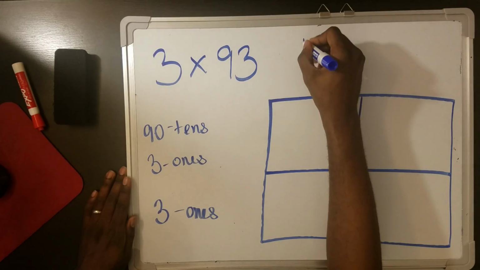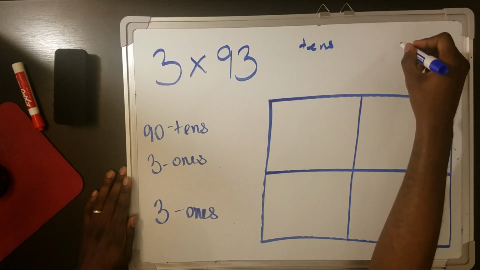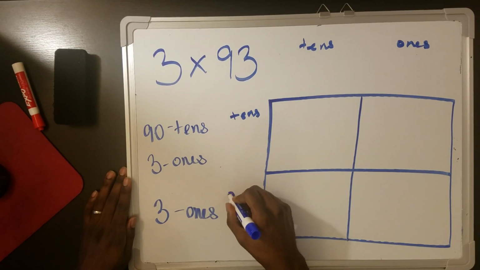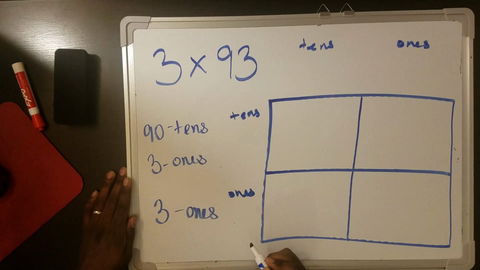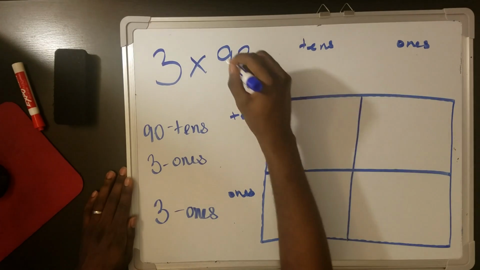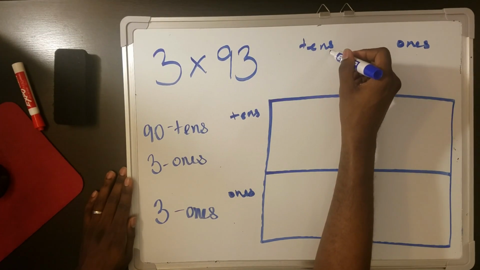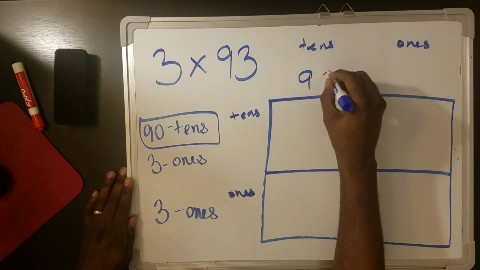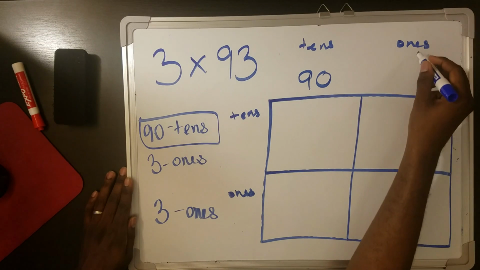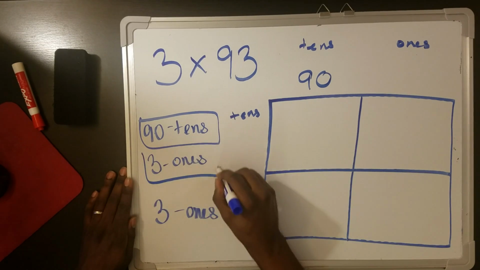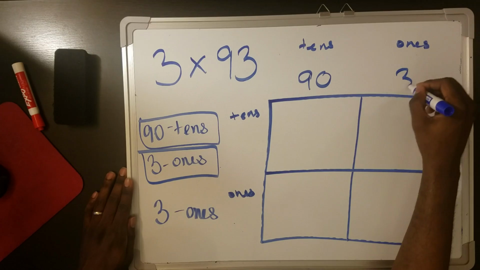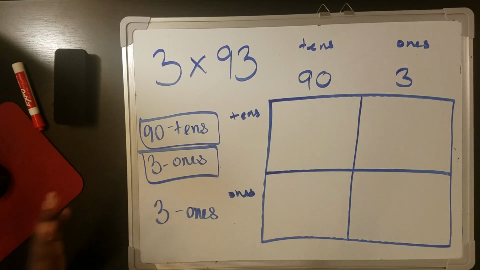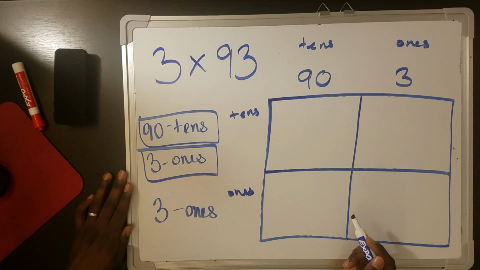And remember, this is the tens. This is the ones box. So let's start up here. This 93, does it have a tens? Yes, we found it here. So then 90 goes here. Does it have a ones? Yes. That goes here. And remember, if you add these two together, you get 93. So we're looking good.